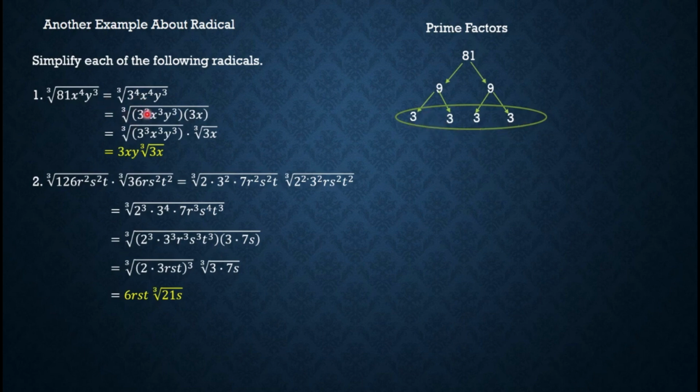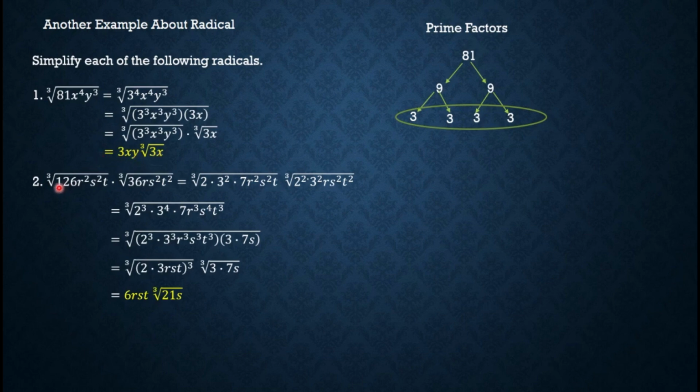So, cube root of the quantity 3 to the power 3, x to the power 3, y to the power 3, times the quantity of 3x, cube root of the quantity 3 cubed, x cubed, y cubed, times the cube root of 3x. We have an individual exponent of 3, so it can cancel. We just separate it. The final answer is 3xy cube root of 3x.